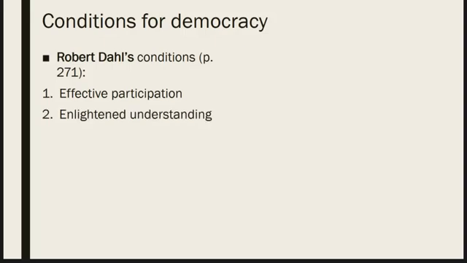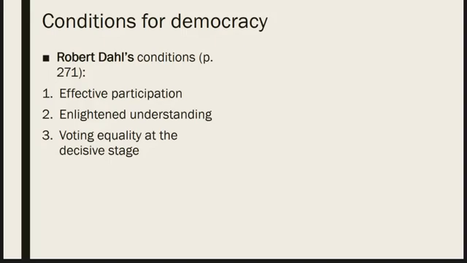The second criteria is enlightened understanding. Here, citizens must enjoy ample and equal opportunities for discovering and affirming what choice in a matter that's presented to them would best serve their interests. So here, an accessible education system might be important in building understanding.